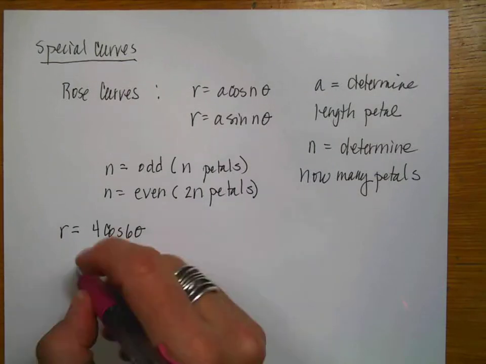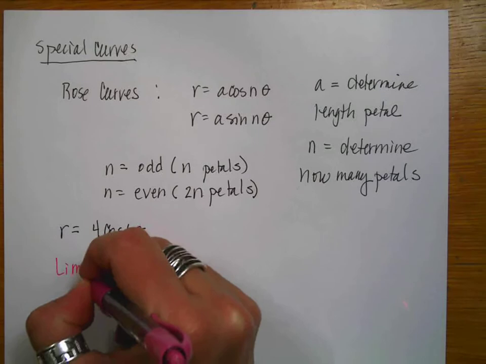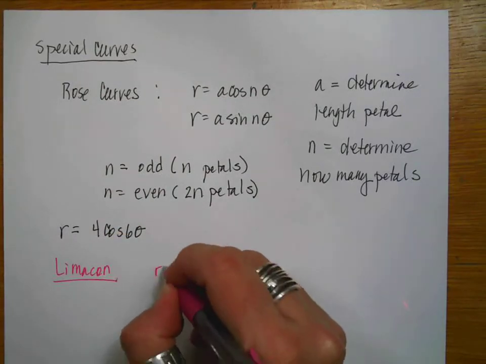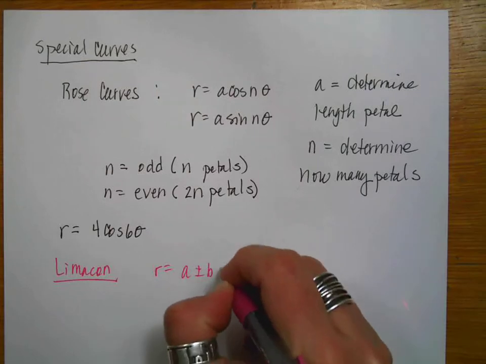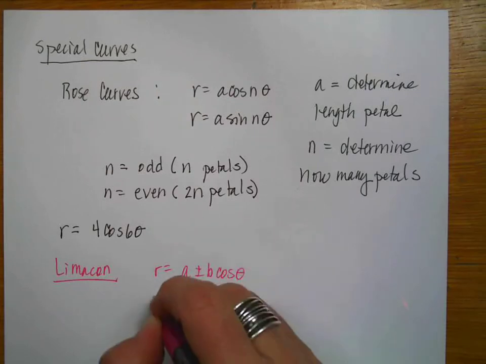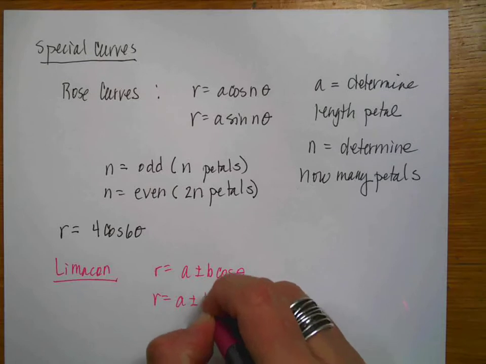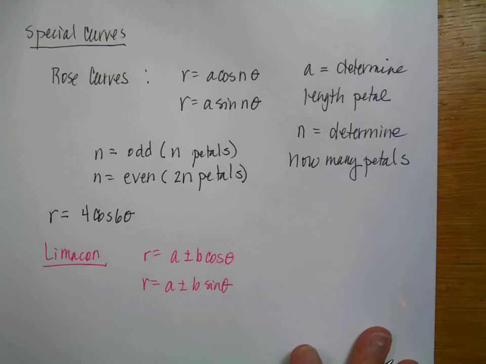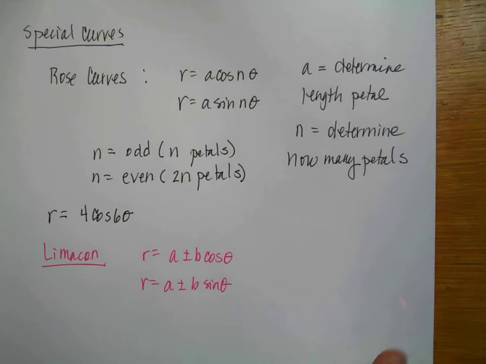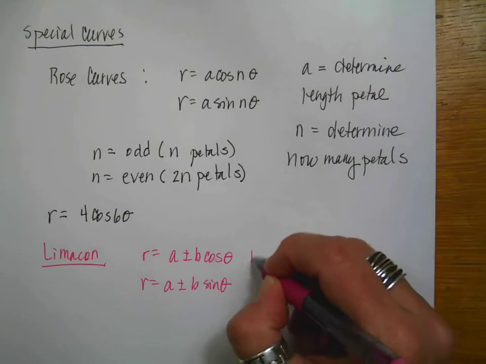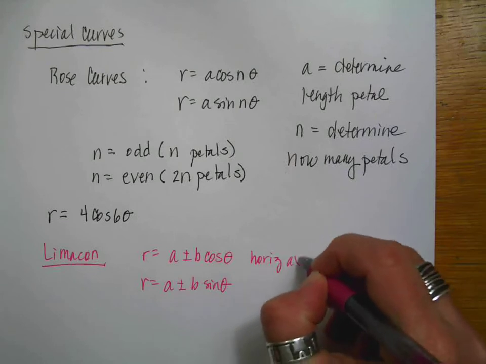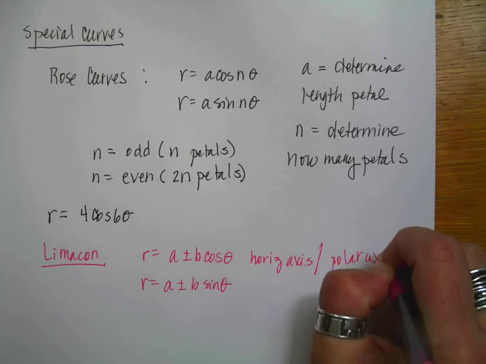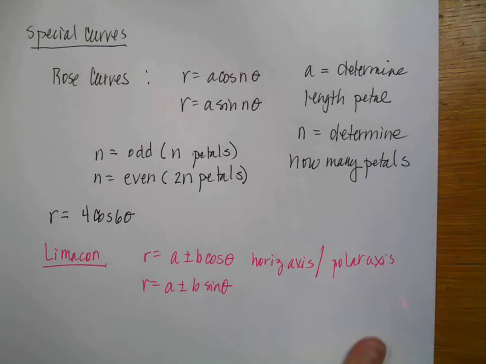So fun. So the next shape that I want to talk about is called a limacon. And it makes me think of leprechauns. So the equation is r is equal to a plus or minus b cosine theta, or r is equal to a plus or minus b sine theta. Remembering that the cosine and the sine determine the types of symmetry. This one would be about your horizontal axis, which is technically called the polar axis.